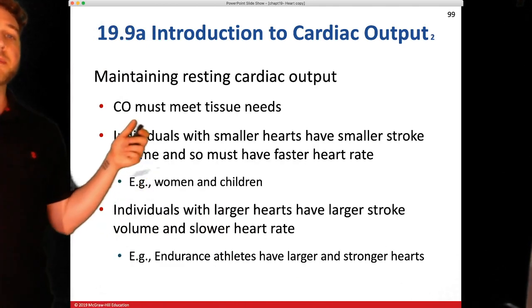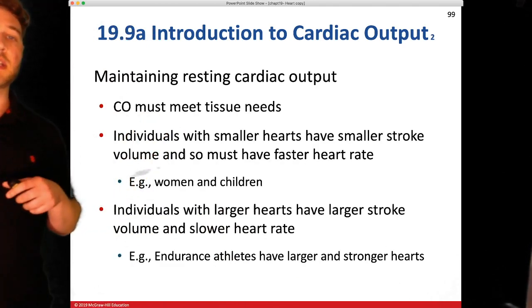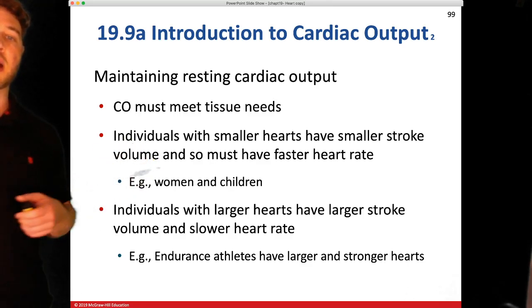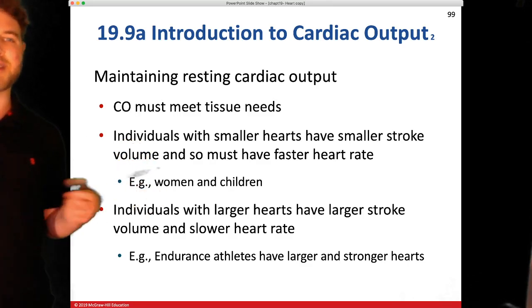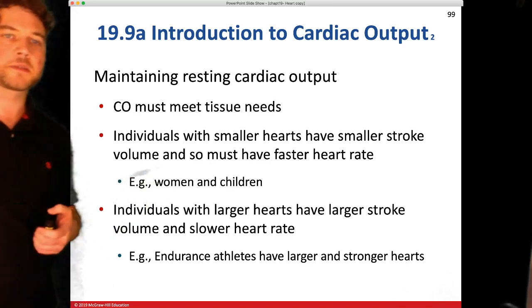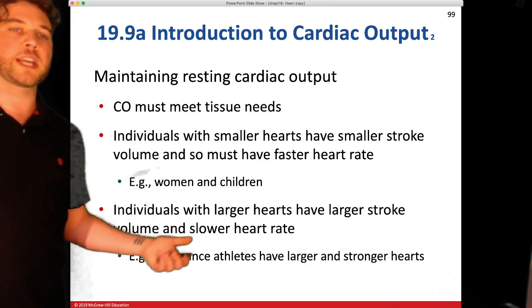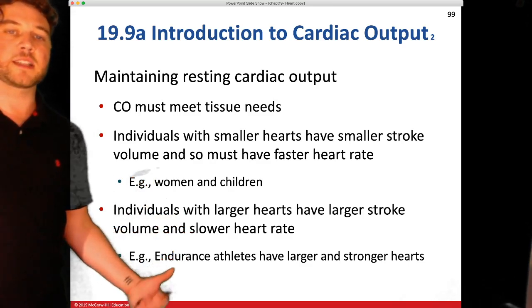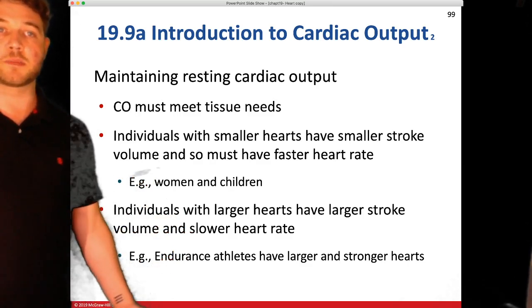So cardiac output must meet tissue needs. Individuals with smaller hearts have smaller stroke volume and so have to have a faster heart rate. Think about women and children, but also mice, little rabbits, little small mammals. They have really fast heart rates. Individuals with larger hearts have larger stroke volumes and slower heart rates. So endurance athletes have larger and stronger hearts typically.